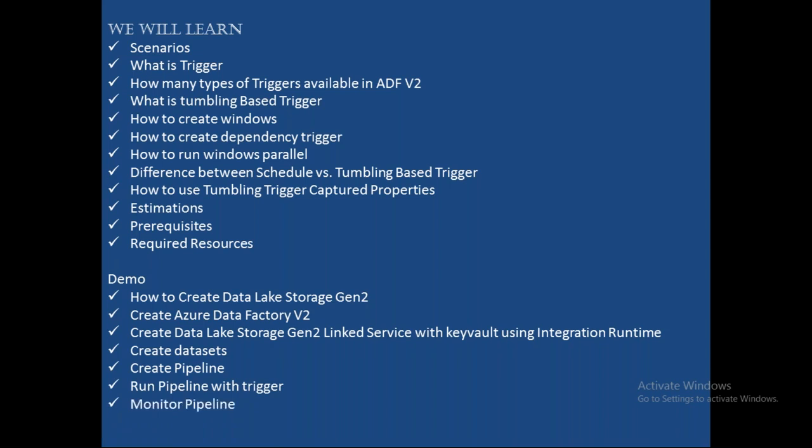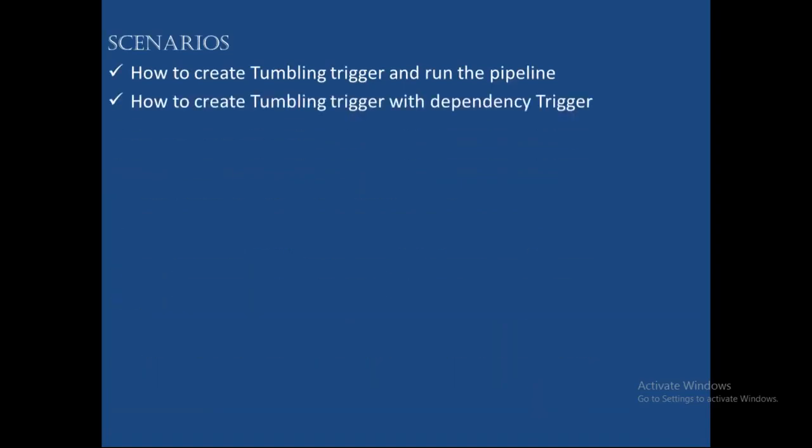Next, I'm going to monitor the pipeline. Okay, fine. So scenario one: how to create a tumbling trigger and run a pipeline. We are going to see how to create a tumbling trigger and run the pipeline. Scenario two: how to create a tumbling trigger with a dependency trigger.